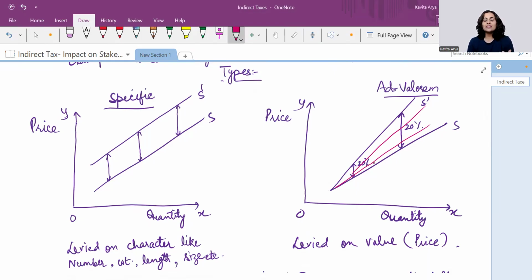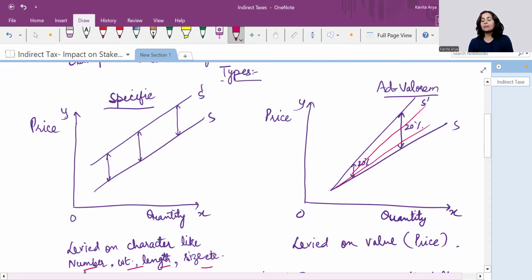Specific means it is based on some characteristic, like number, weight, length, or size. On some specific characteristics, the tax is levied. For example, on one wine bottle, the tax is 100 rupees. It is not about which wine, which size, or which company. That is not at all pertinent here. As and when one bottle is sold, the same amount of tax is levied.